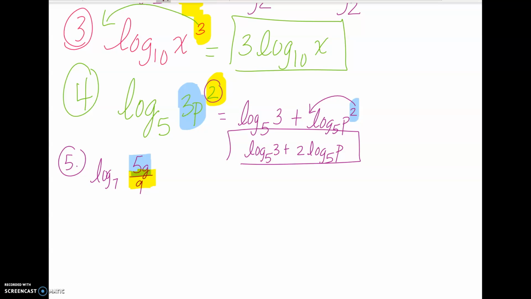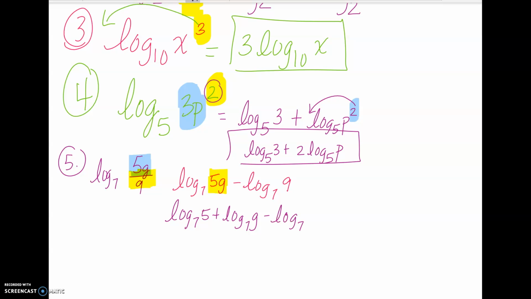We're going to divide it first, and we're going to say log base 7 of 5 times g minus log base 7 of 9. Now I'm going to break this out with the product property using addition. Log base 7 of 5 plus log base 7 of g minus log base 7 of 9. That's a g there.